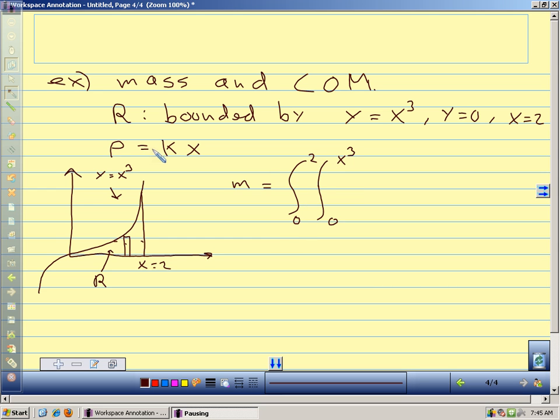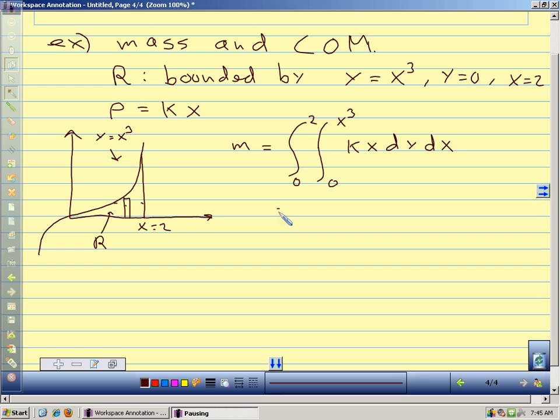We put our density function in, kx dy dx. Not a difficult one to evaluate. If we evaluate this, it turns out that our mass is 32k over 5.